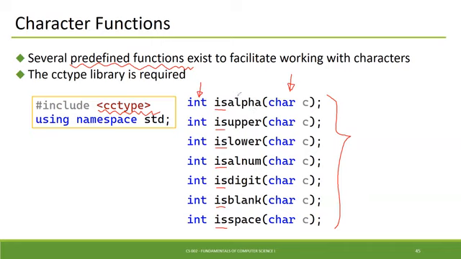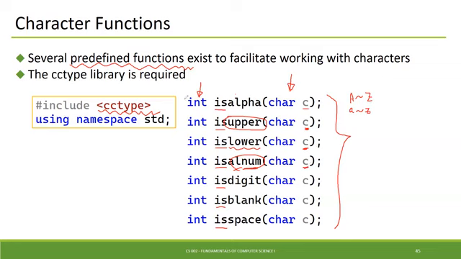Okay, isalpha will check if this character is an alphabet or not. So from capital letter A to Z and lowercase letter a to z, they are alphabets, right? And isupper will check if this character is an uppercase letter, capital letter, okay? And islower checks if the given input c is a lowercase letter or not, okay?